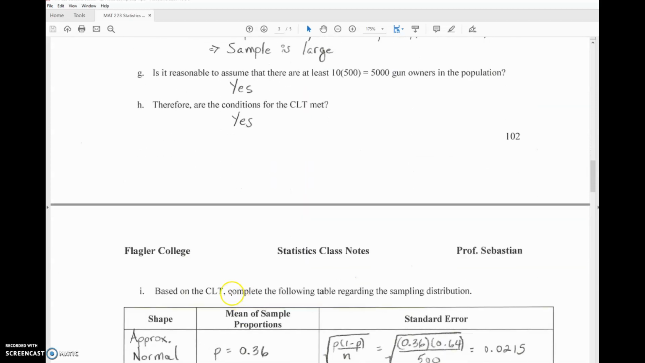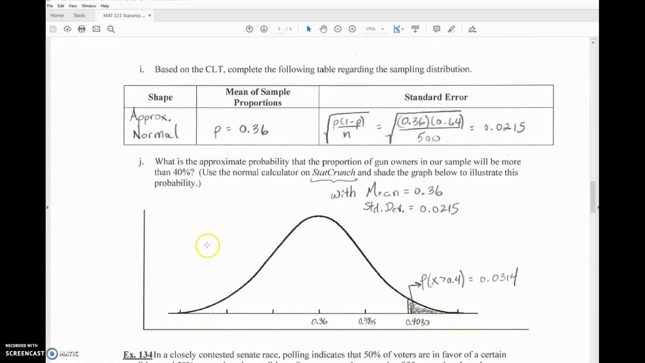Now, what does this mean? This means that based on the central limit theorem, and we met those three conditions, we can assume that our sampling distribution is approximately normal, that the mean of that sampling distribution of all the sample proportions is right here in the middle at 0.36, which is the true population proportion, and the standard deviation of our sampling distribution, which we call the standard error, is given by the square root of p times 1 minus p divided by n. That comes out to be 0.0215 after you do the calculation.